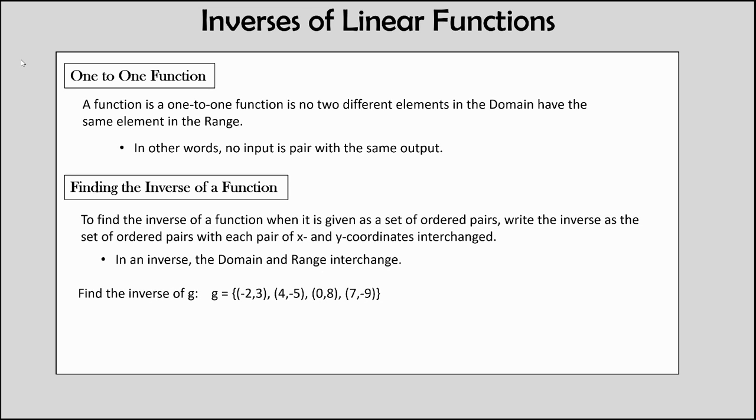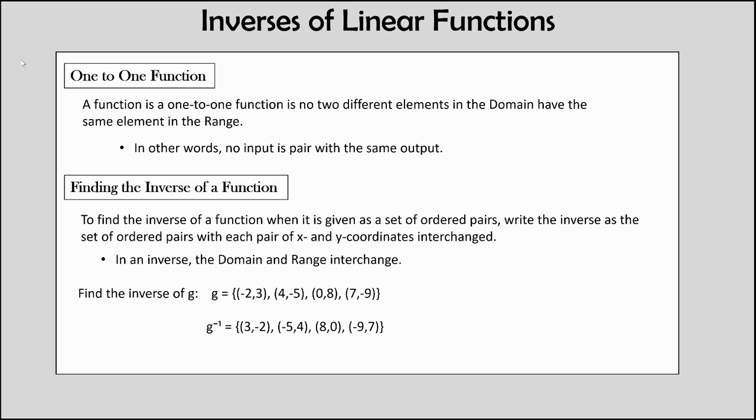Okay, g is a function that has this set of ordered pairs: (-2, 3), (4, -5), (0, 8), (7, -9). The inverse of g, which we write like this: g to the negative first power, that's the inverse of g. The inverse of g is a collection of four ordered pairs with each of the ordered pairs reversed.